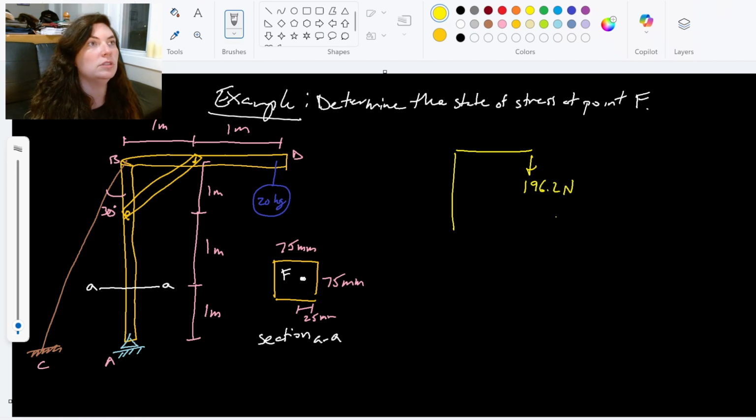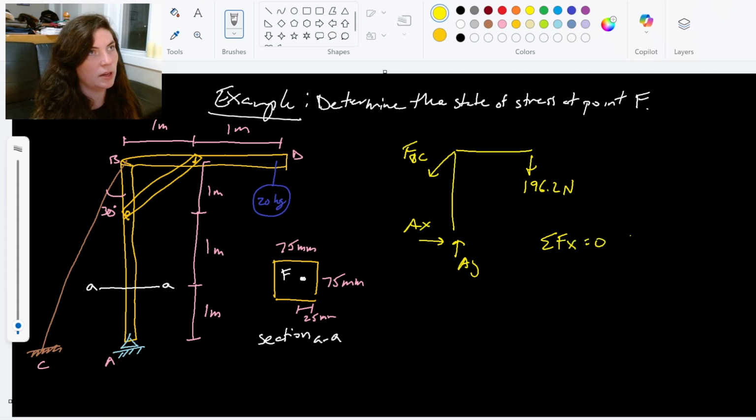196.2 Newton. Then I have that force in cable BC and the reactions AY and AX from the pin at A. So this should be pretty straightforward to go ahead and apply those equilibrium equations. I don't want to start with Fx. It's usually easiest to start with a moment. Do that later. Let's start with a moment, maybe a moment about A.